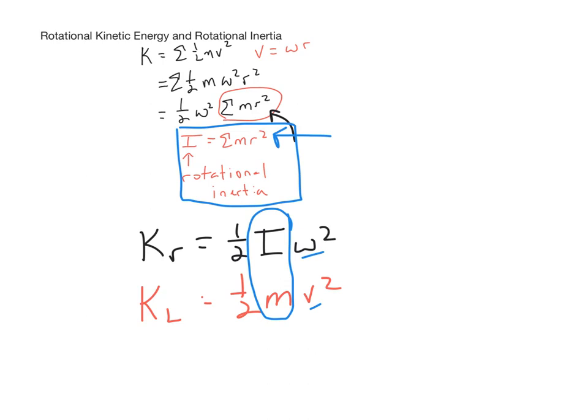Now we need to get some practice using that equation to figure out the rotational inertia of systems of particles as well as rigid bodies. So in the next video, we'll do systems of particles for rotational inertia.